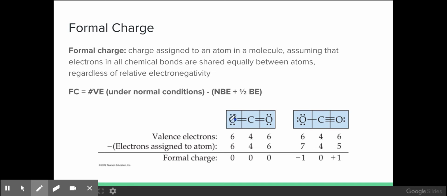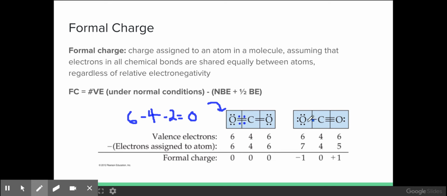I have this oxygen atom, which normally in group 16 would have 6 valence electrons. If I follow this equation, I subtract away the number of non-bonding electrons, which in this Lewis structure is 1, 2, 3, 4. Then I cut any bonds that I have in half, because at any given time, oxygen has half of them and carbon has half of them. So at any given time, oxygen only possesses 2 of those electrons, even though they're being shared, and its formal charge ends up being a 0 in this Lewis structure.